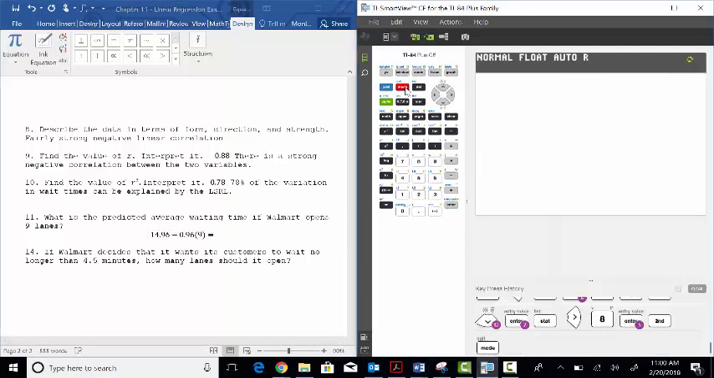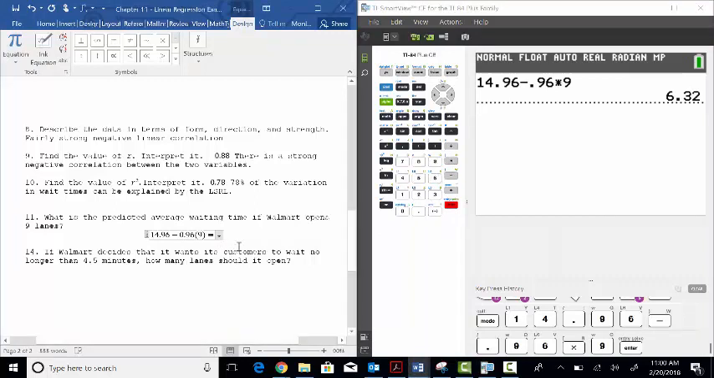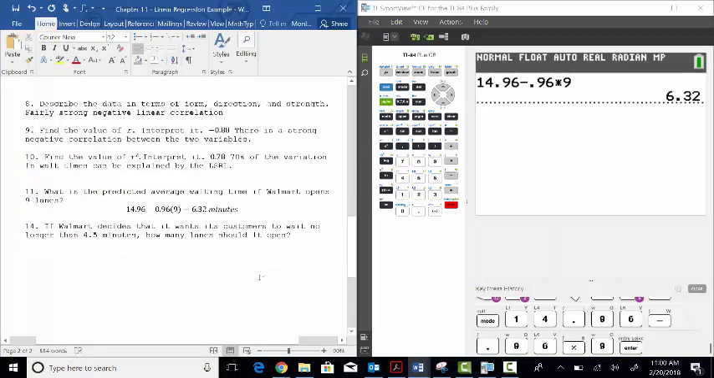So I'm going to go back over here to my calculator screen. Now I'm just going to type that in. And I get 6.32, which in this case, since we're talking about our wait times, we're talking about minutes. So 6.32 minutes. The next question says, if Walmart decides that it wants its customers to wait no longer than 4.5 minutes, how many lanes should it open? So again, this time they're giving us the wait time. They're looking for the lanes, or they're looking for X.